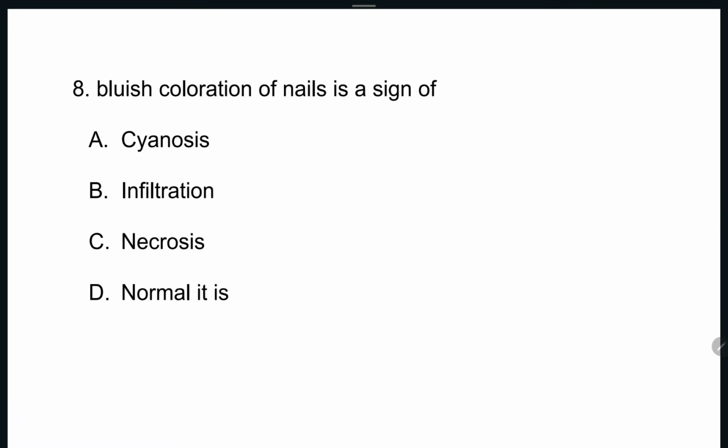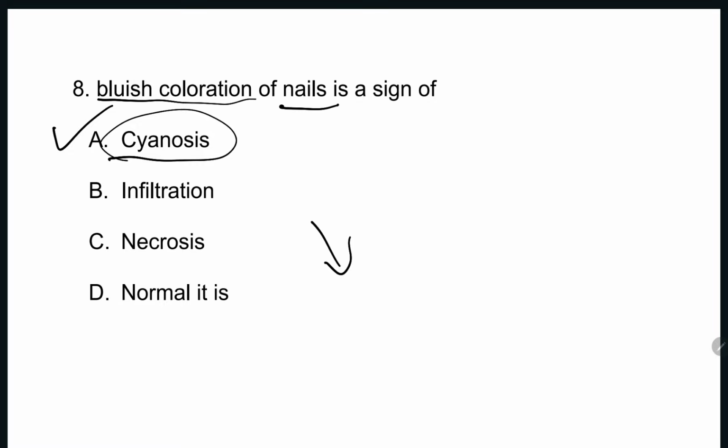The right one is option A, cyanosis. When there is decreased capillary circulation, what we can see is the blue discoloration of the nails. This sign we can mostly observe in the OT, operation theater, to check the blood circulation to the patient.